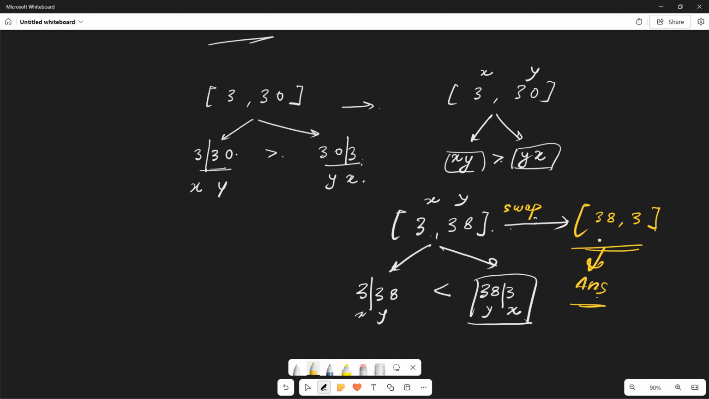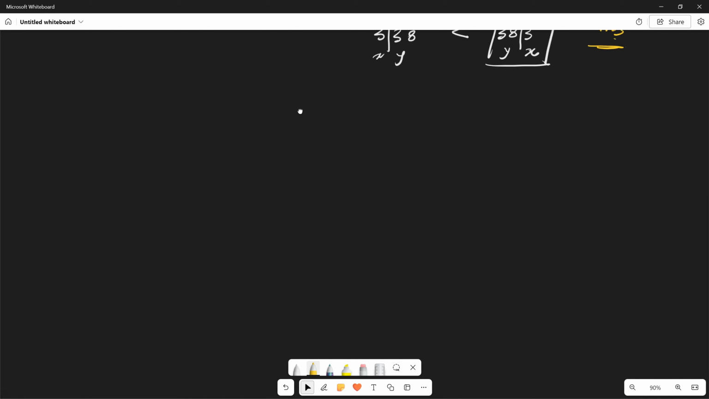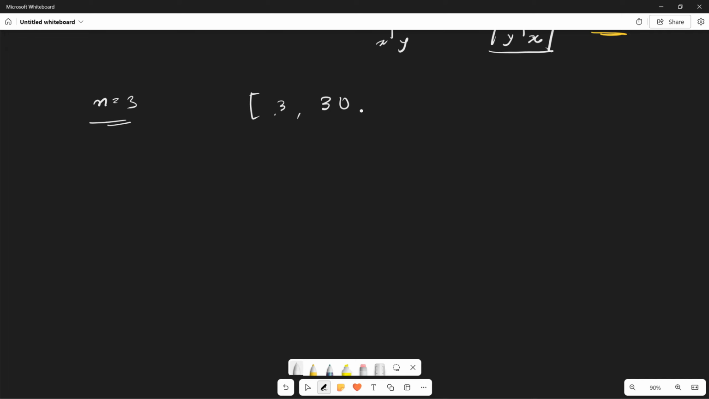So that's the case for the array with two elements. Now let's expand our problem and consider an array of size n equal to 3. Let's say 3, 30 and 34. So what would be the answer if we are considering this array? The answer would be 3 4 3 3 0. This would be the answer.